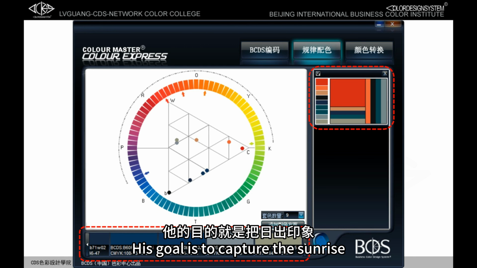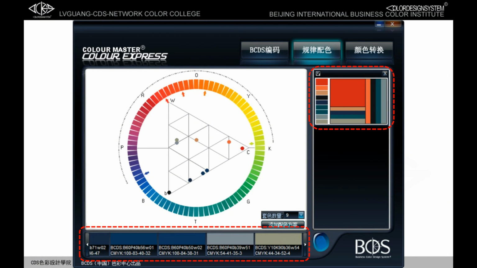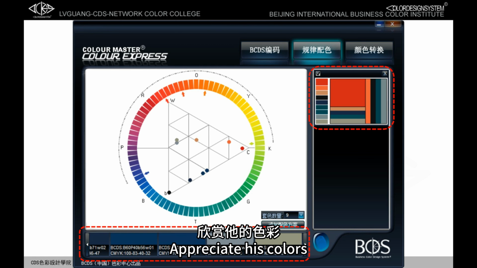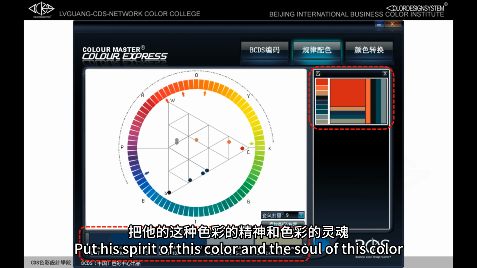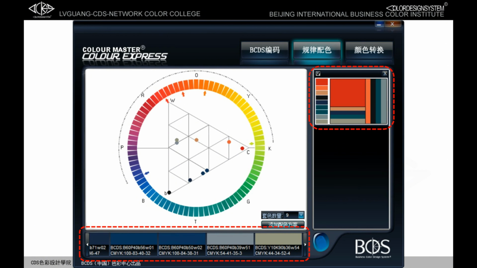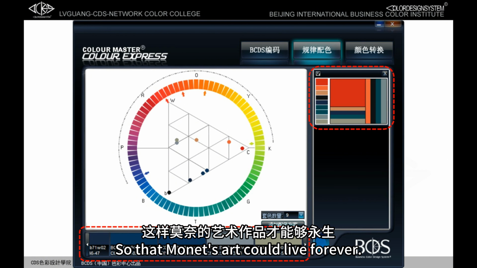His goal is to capture the sunrise. This work of art, in more than just watching. His original work is in the museum. Appreciate his colors. But here's the thing: put his spirit of this color and the soul of this color, apply it to our lives, so that Monet's art could live forever.